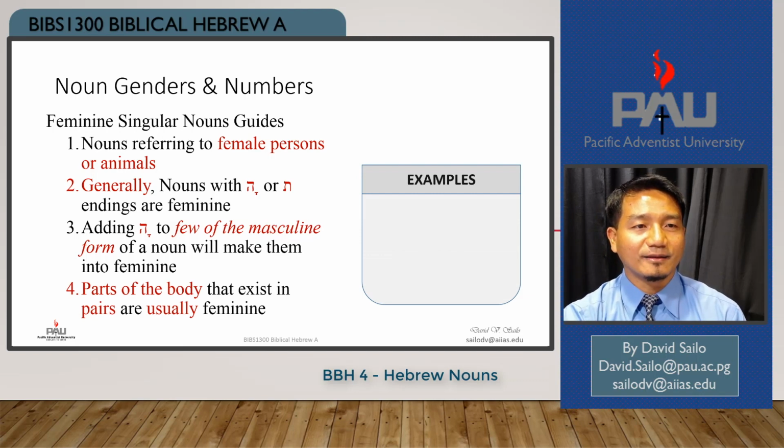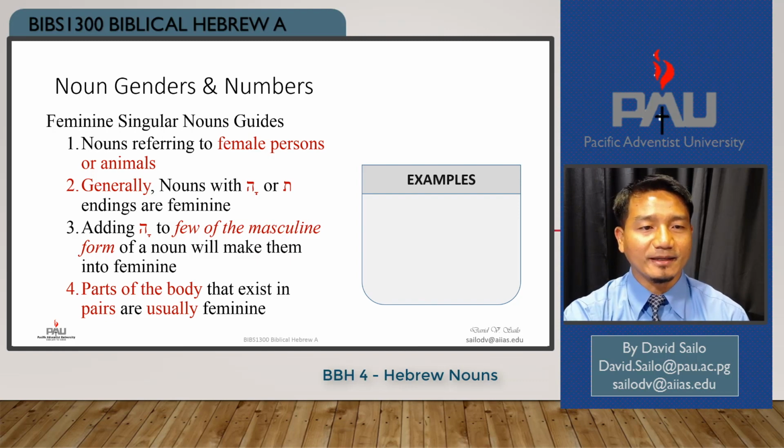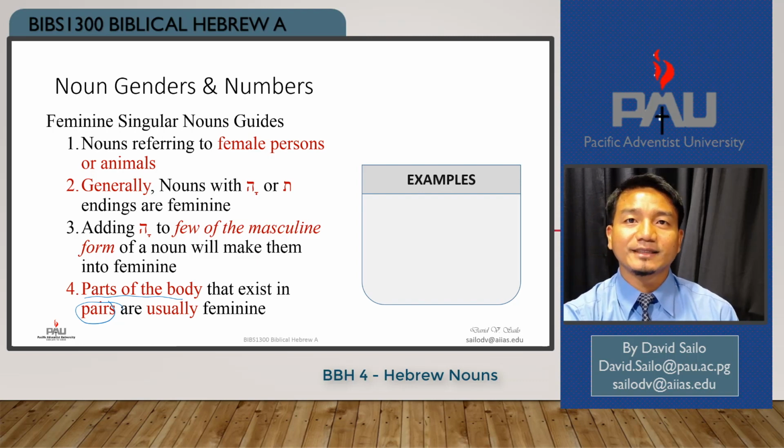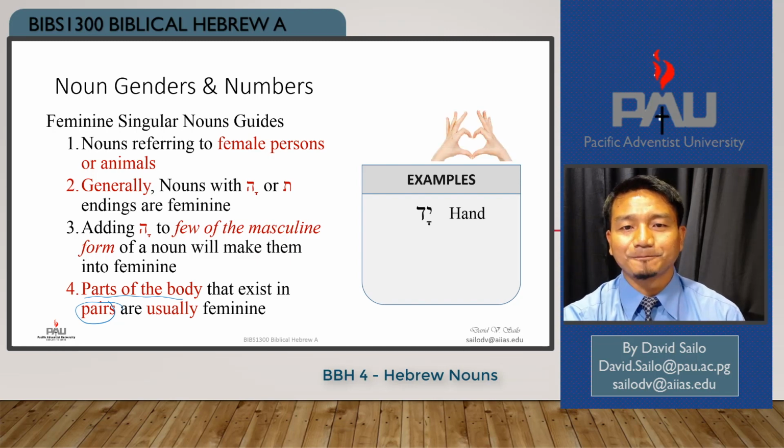Let's look at the fourth part. Parts of the body that exist in pairs are usually feminine. Parts of the body in pairs. What are the body parts that we have in pairs? We have feet, we have hands, we have eyes, we also have ears. Let's see what kind of example we get here.